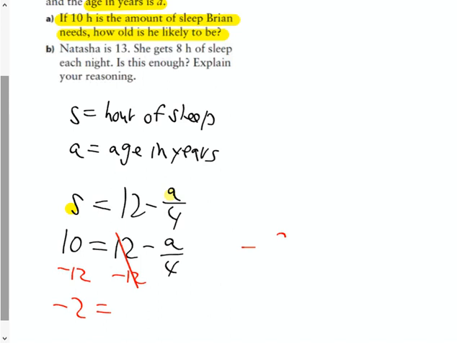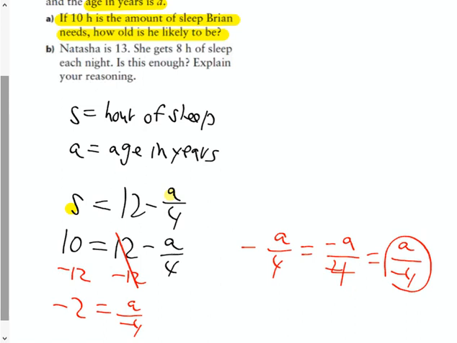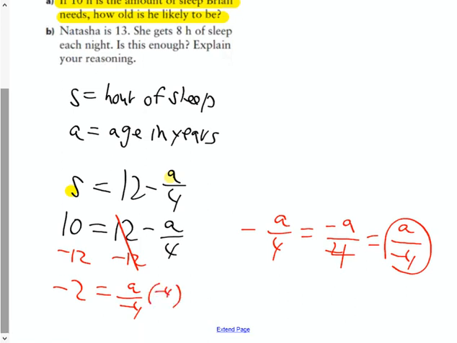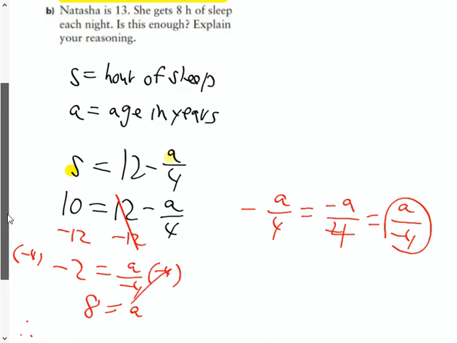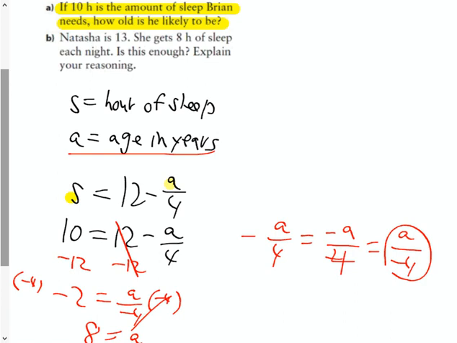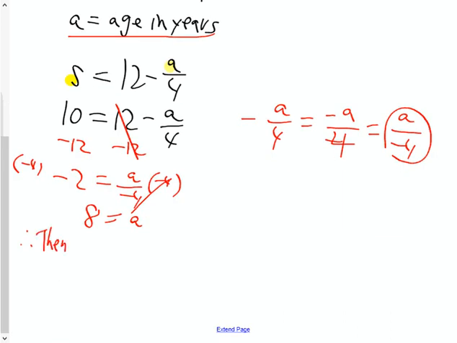And remember, when we have this, you could write it any of these ways here. We're going to choose this one. So we're going to write a negative quarter of A. And once we do that, we're going to multiply both sides by negative 4. And it'll say A equals 8. Now, some people will just leave it there, but I need you to tell me what that actually means. So for the story problem, if A equals 8, and A represents his age in years, then Brian is 8 years old, according to the formula.